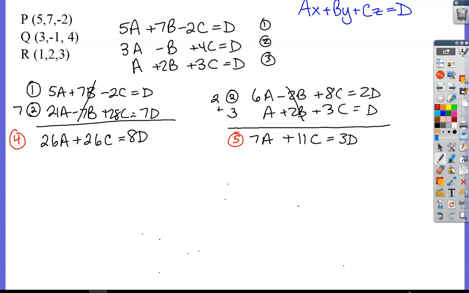Now this one is a little trickier because the numbers aren't so nice. You can get either A or C to cancel. It doesn't really matter. Again, I could reduce this, but one of the easiest things to do, if you don't see one immediately, is to take this equation times 7, which will get these 2 the same, and then I'll take this guy by 26.